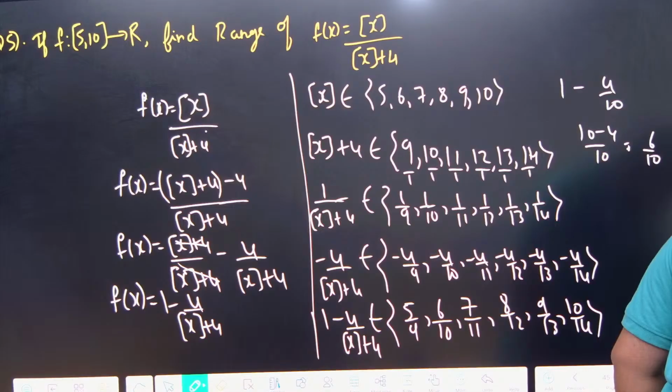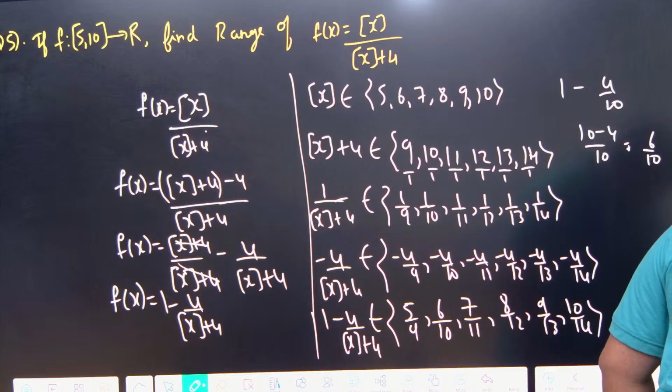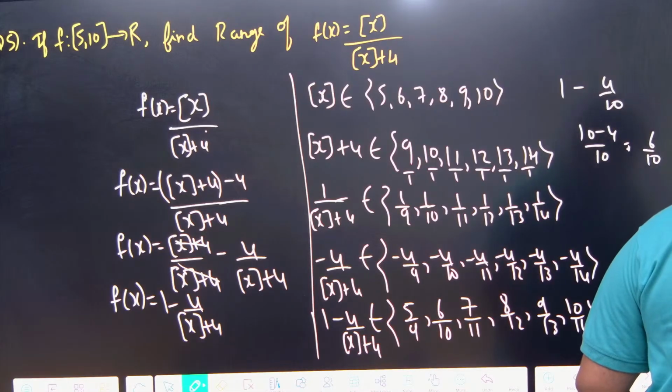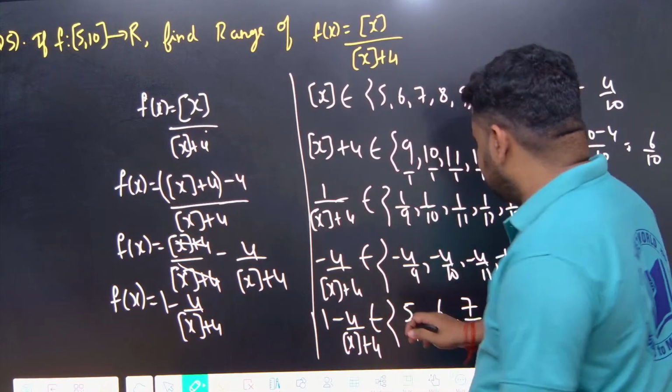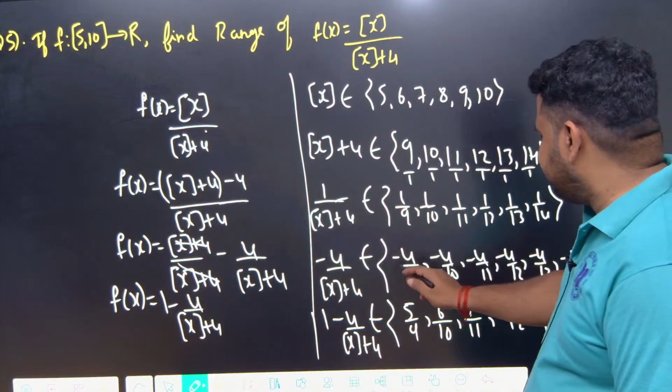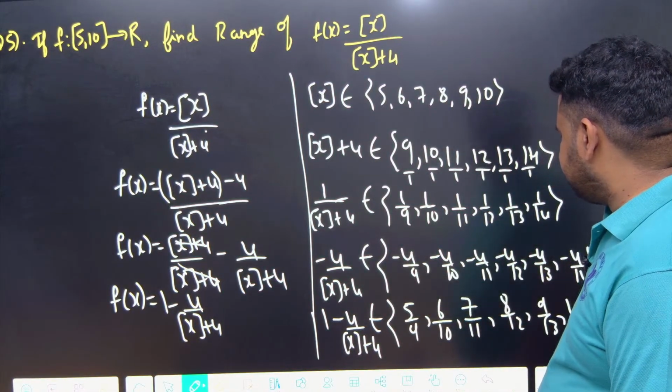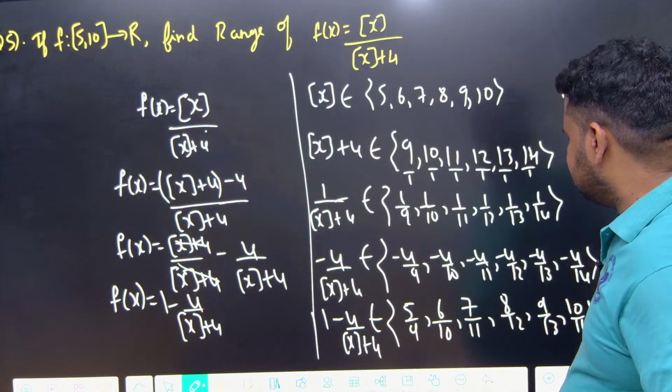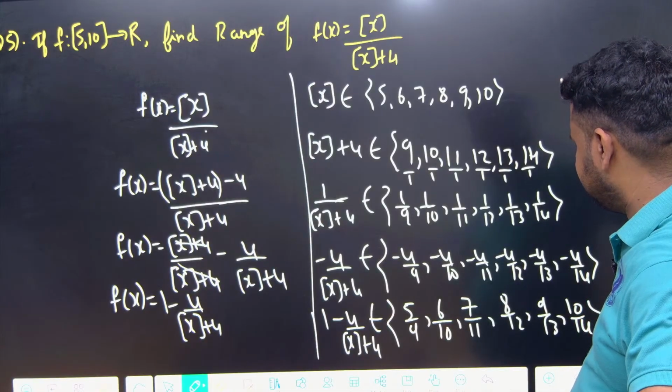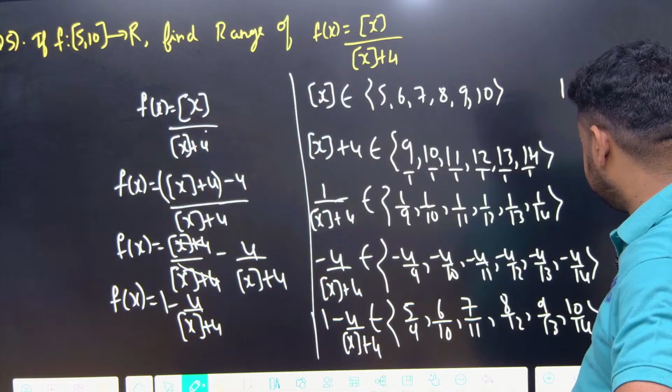How is 14 coming everywhere? We are having 1 minus. So 1 minus means you should add 1 here. 1 minus 4 by 9 is 9 minus 4, 5 by 9, then 6 by 10, 7 by 11, 8 by 12, 9 by 13, 10 by 14.